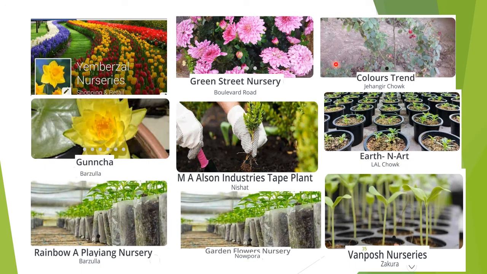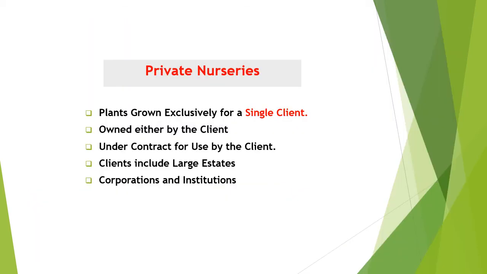These are some of the nurseries which are in Srinagar: Yimrzal Nurseries, Green Street Nursery, Color Trends, Earth and Art, One Post Nurseries, Garden Flower Nurseries, Navpura, Rainbow Upling Nursery. These are the nurseries which are growing in the different areas: Elson Industries, Tape Plant, Nishat. The nurseries which are selling their products on retail basis.